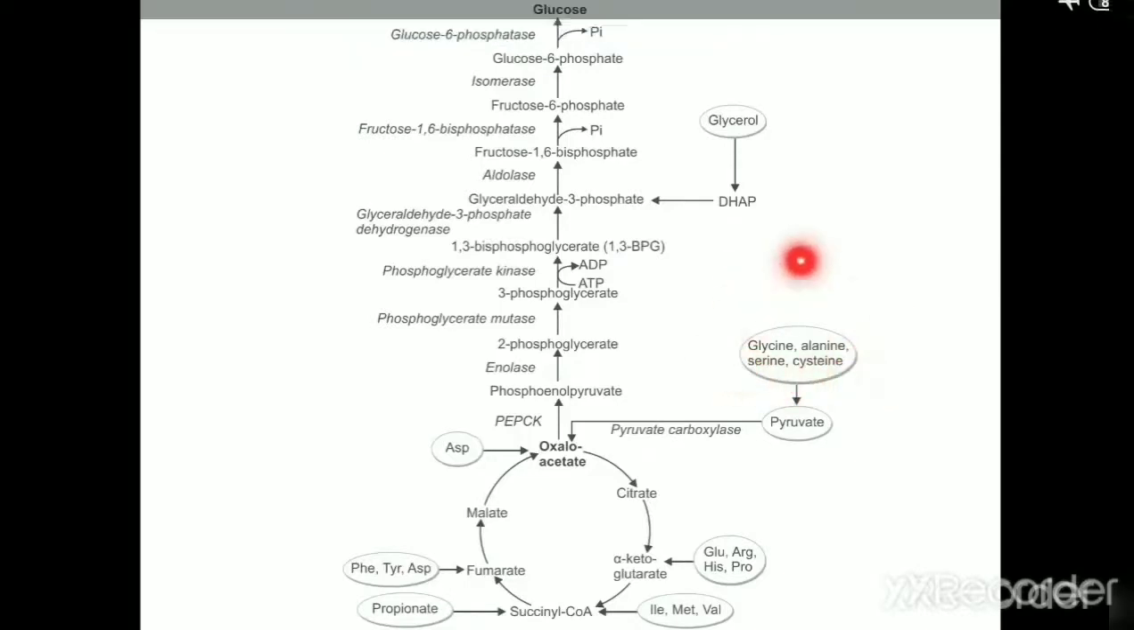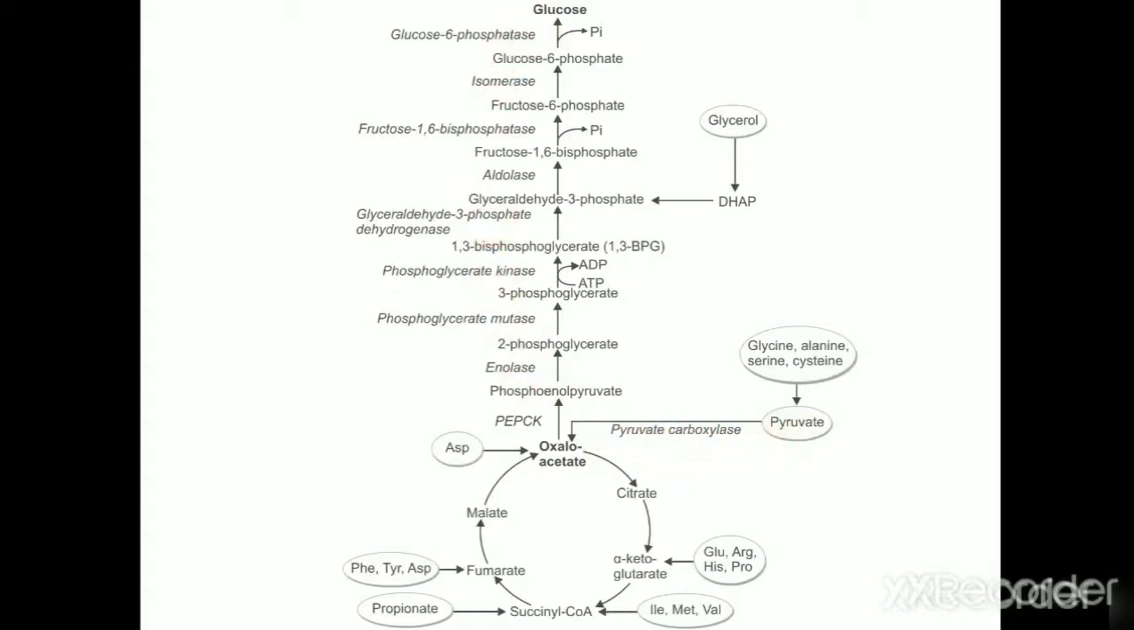So the first reaction is the conversion of alanine into pyruvate, and that reaction is mediated by alanine aminotransferase. So just write the name of the enzyme, that is alanine aminotransferase. And for the aminotransferase enzyme, the coenzyme is pyridoxal phosphate. So just write the name of enzyme and coenzyme, and continue the conversion part, that is pyruvate into glucose.